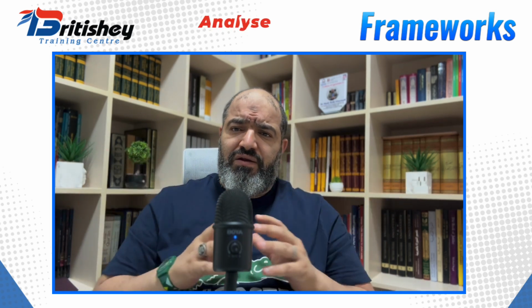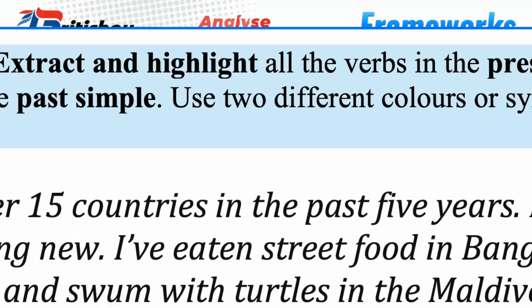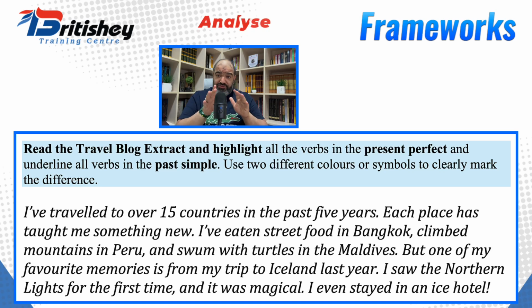And one lovely activity that you can do at the analyzer stage is this one. Let's have a look. And I can call it tense tracker. Why tense tracker? Because you will get your students to track tenses. And here you give them, as you see, a travel blog. You say, read the travel blog extract. And we have the travel blog here. I've traveled to over 15 countries in the past 5 years.